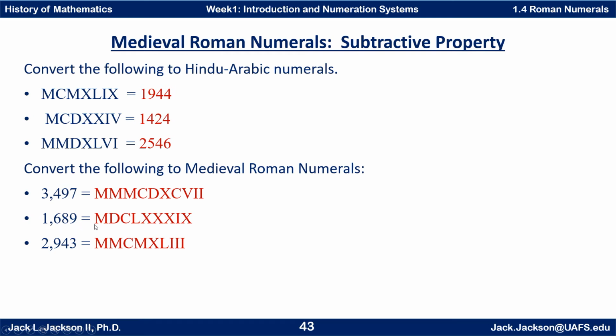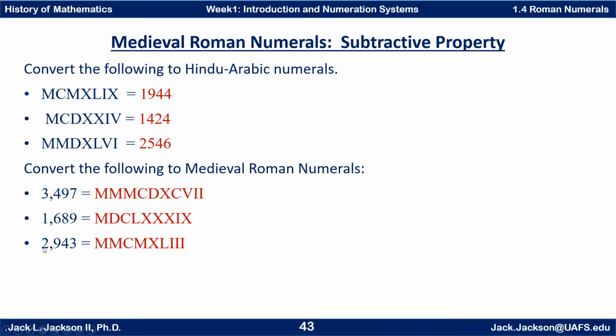1,689. 1,000 is an M. 600 is going to be a 500 and a 100, so it's going to be a DC. 8 is an 80 here in our place value system. 80 is going to be a 50 and 3 more, so that's going to be an LXXX. And a 9, you go up to a 10 and take 1 back, so it's going to be an IX.